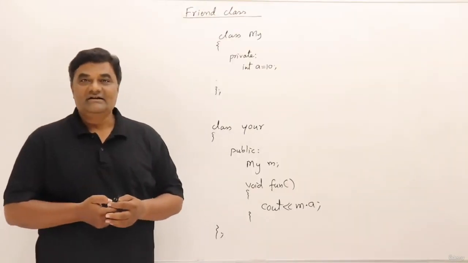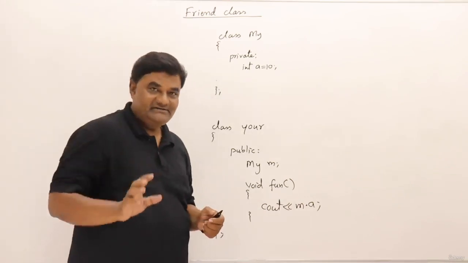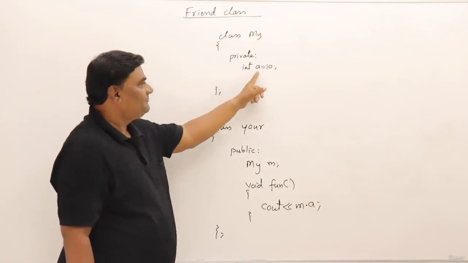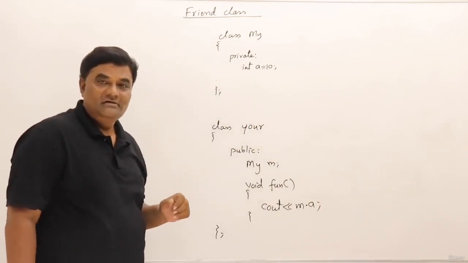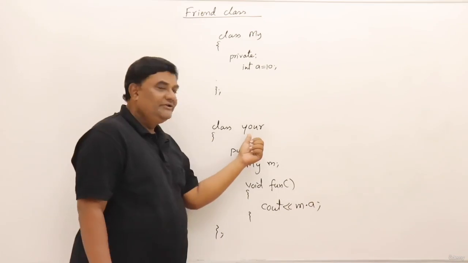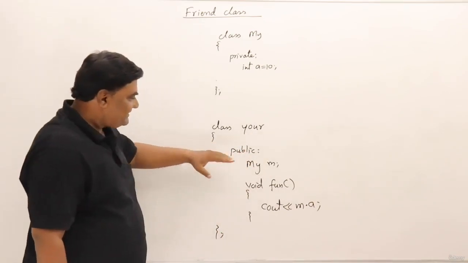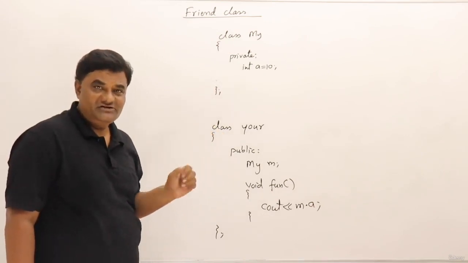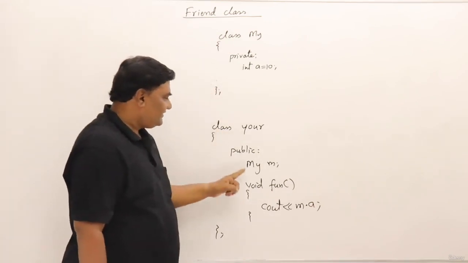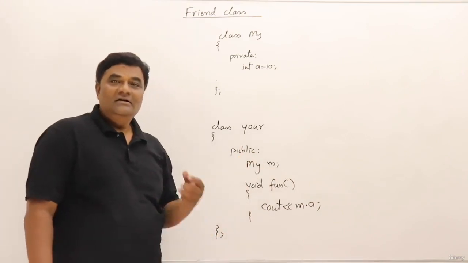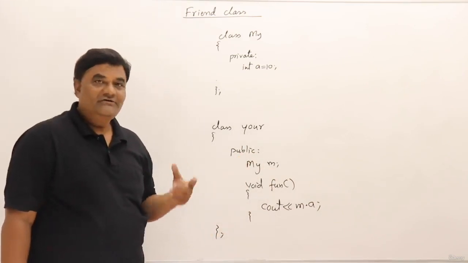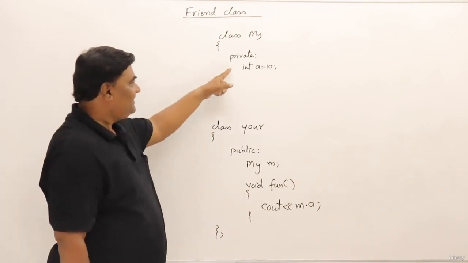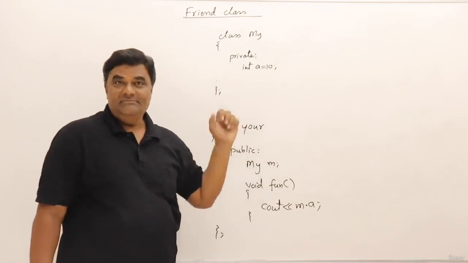Let us look at friend classes. For that I have an example here. There is a class called my, having only one private member, that is a. Then I have a class called your, which is taking an object of this class. This is a has-a relationship. It's having an object of that class, my m. Now, upon an object, which members of a class can we access? Only public members. But it's not having any public member, it's having only a private member.